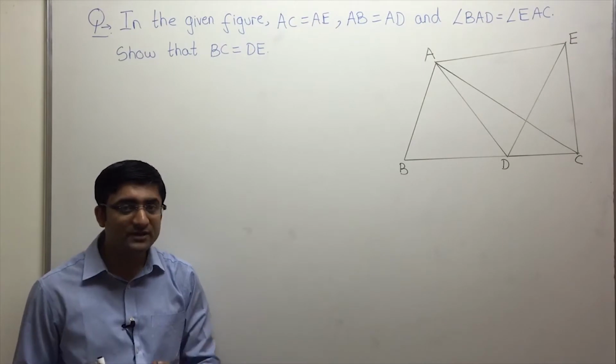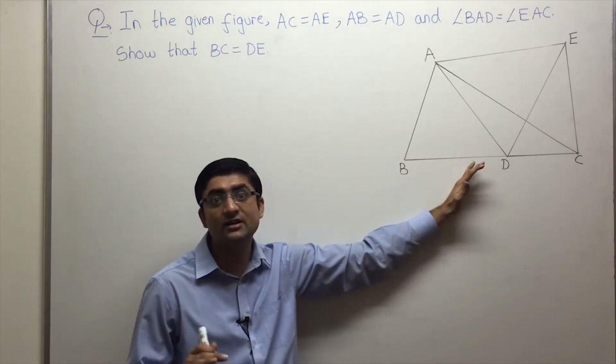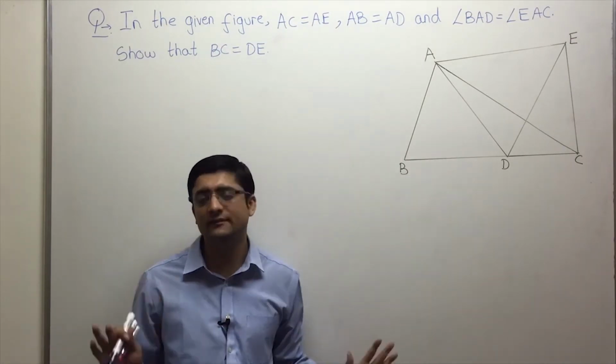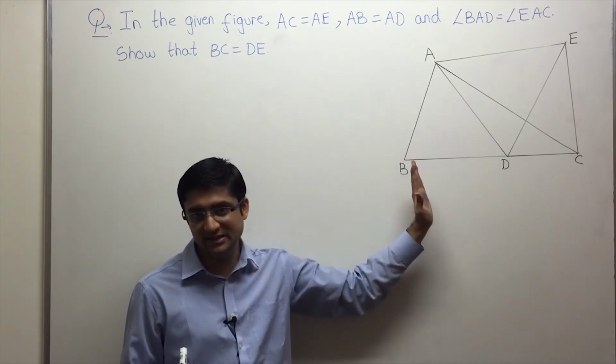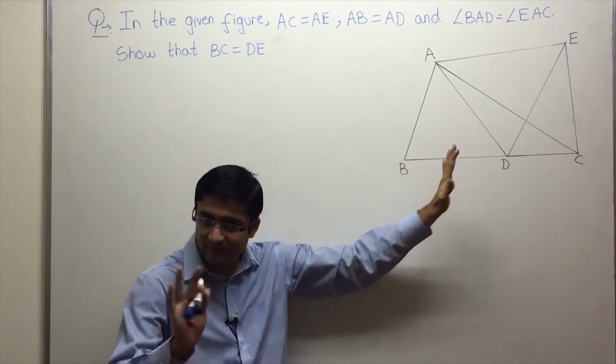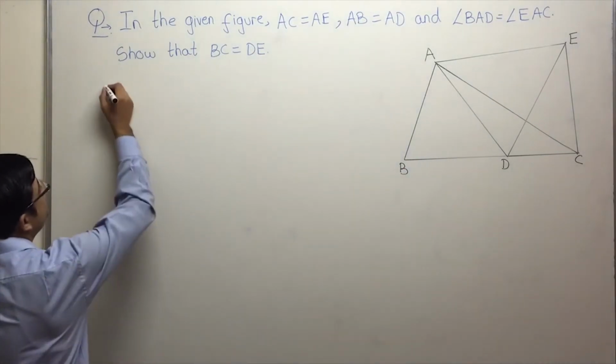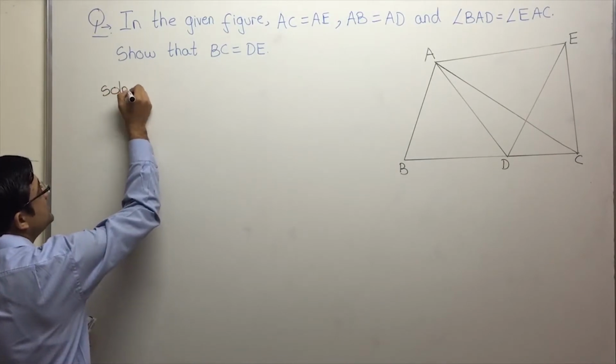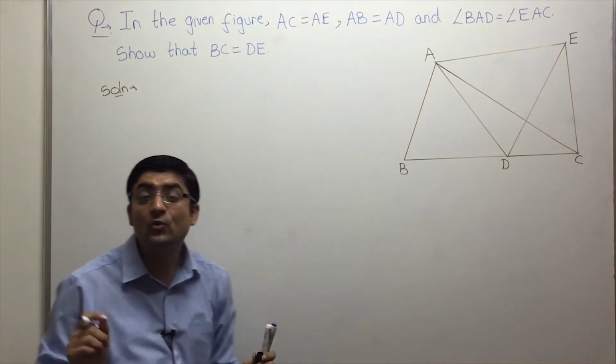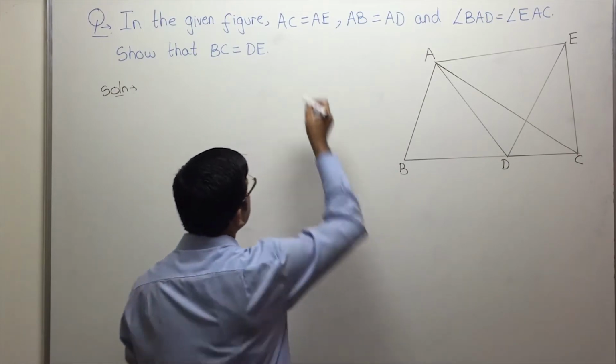Now, what I've observed is the moment students look at this figure, they think it's a very difficult problem and leave it. No, it's a very, very easy problem, right? Don't get scared by the figure. I'll explain to you how to do it. See, what is the first step? The first step is always mark what is given to you. So what all is given to us?